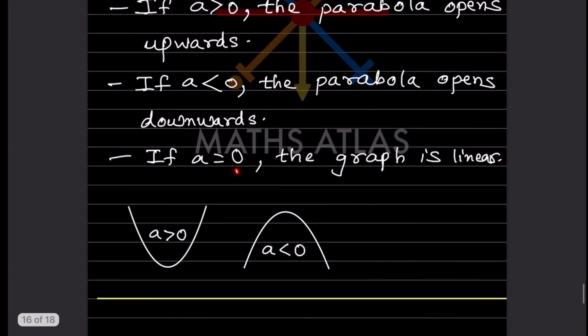And if a is equal to 0, the graph is linear. You know the linear graph. It can be like this, it can be like this, it can be any way. That is a straight line. So now see here, I have shown you with a curve that if a is greater than 0, it will open upwards, and if it is less than 0, the parabola will open downwards.